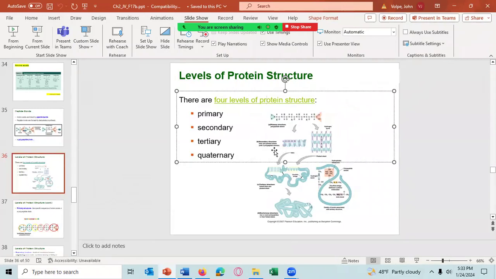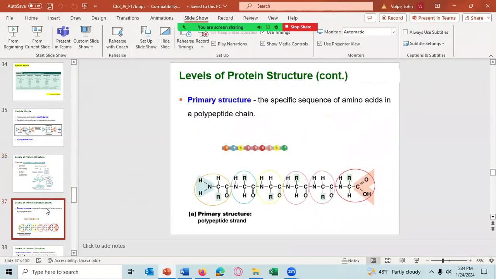So there are 4 levels of protein structure. The primary level is just the specific sequence of amino acids in a polypeptide chain, or really in the protein. So when the protein is first made, it has a primary structure, just the sequence of amino acids. And that protein is also fairly straight when it's first made.